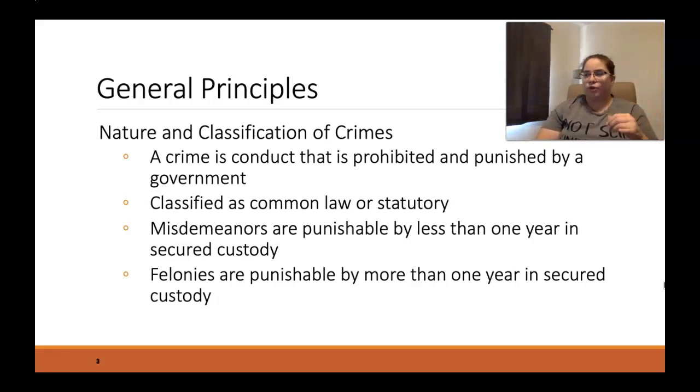Misdemeanor crimes, such as driving under the influence or petty theft, are all deemed misdemeanors in the state of California because you can serve less than 1 year in the county jail as a punishment for them. If you are subject to punishment over 1 year, then that is a felony charge in the state of California.